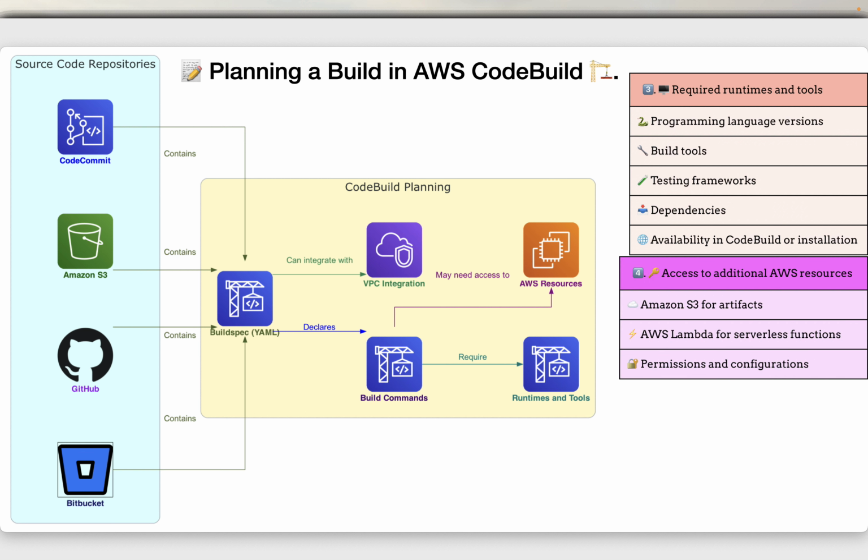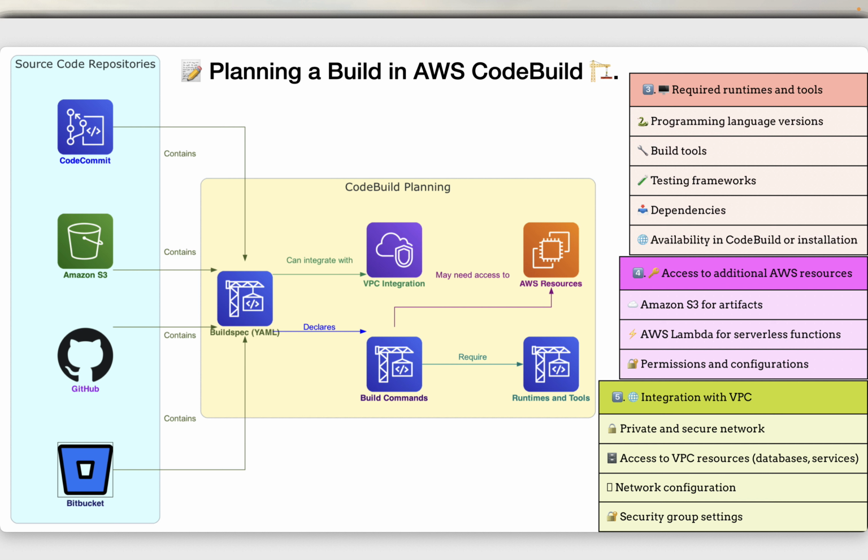Consider whether you want CodeBuild to work with your virtual private cloud, VPC. Integrating CodeBuild with your VPC allows you to build and test your applications in a private and secure network environment. This is particularly useful when your build process requires access to resources within your VPC, such as databases or internal services. So you have to plan for the network configuration and security group settings to enable CodeBuild to operate within your VPC.